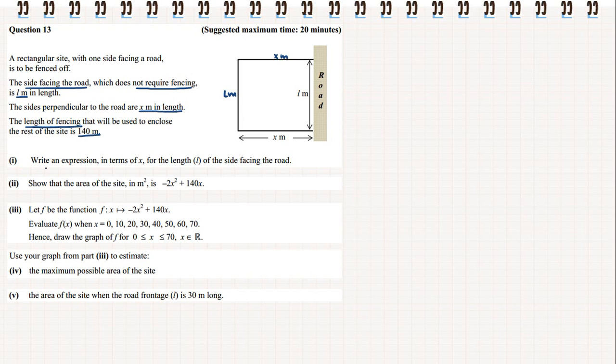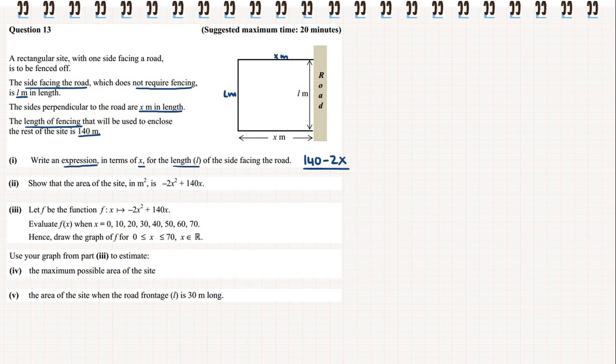So part 1 wants us to write an expression in terms of X for the length L of the side facing the road. What we're going to use is the information that the total length of the fence is 140 meters. So we know that 140 meters is equal to 2x plus L. We're going to use this to write our expression. So 140 minus 2x is equal to L.